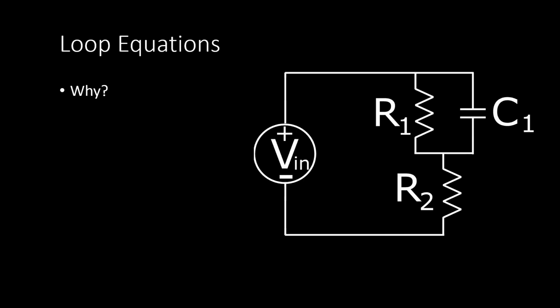Another reason you might want to do this is if you have a different type of element in the circuit. So here we have resistors and capacitors grouped together, and since a capacitor doesn't have resistance, we can't create an equivalent resistor for this circuit. We'll talk a little bit later when we're doing filtering about how you can handle this with impedances. It gets a little complex.